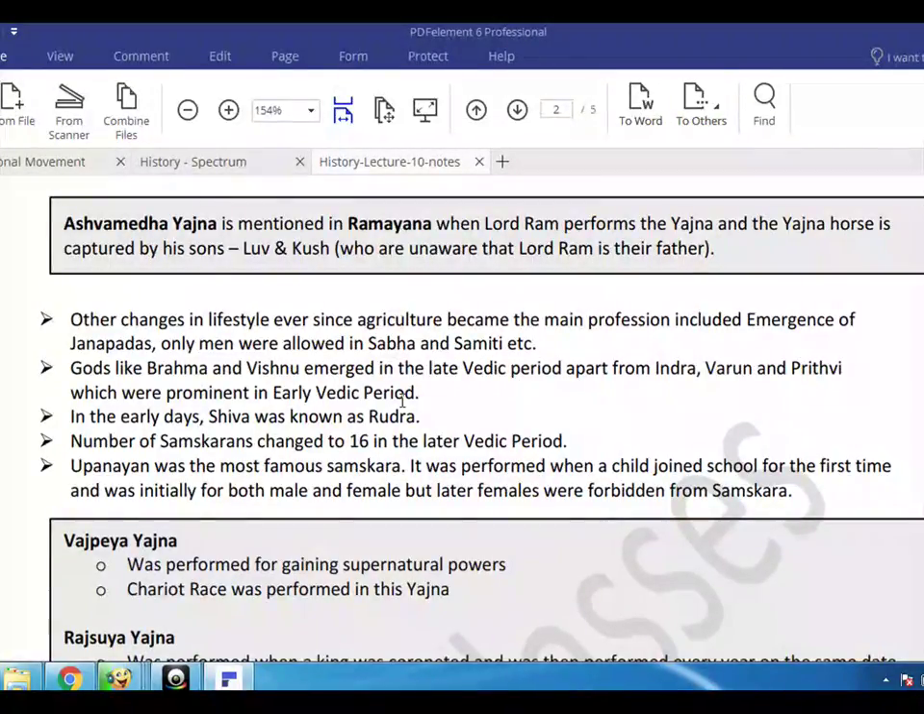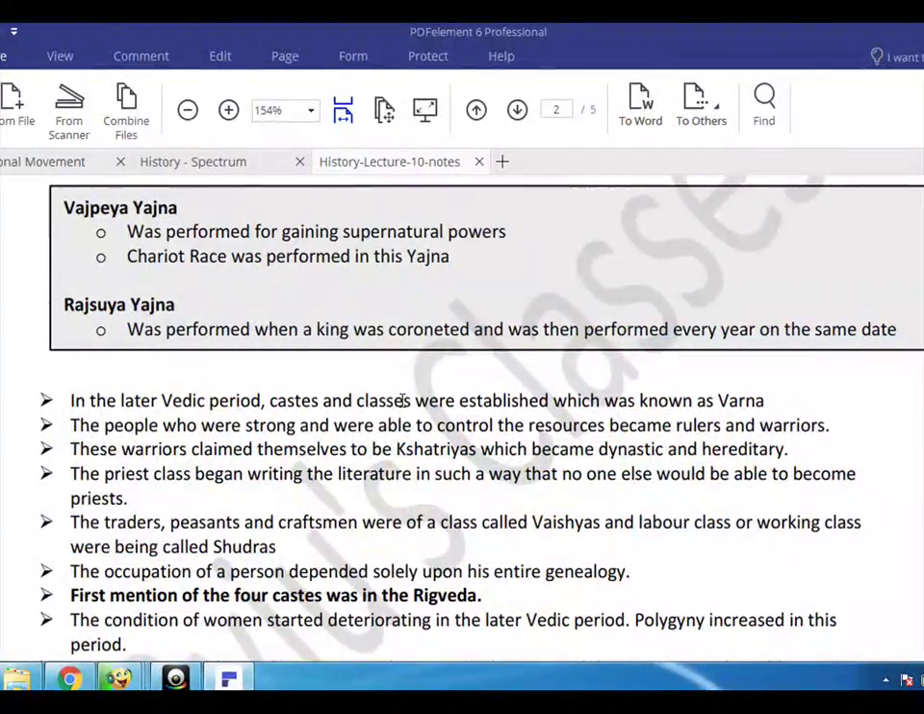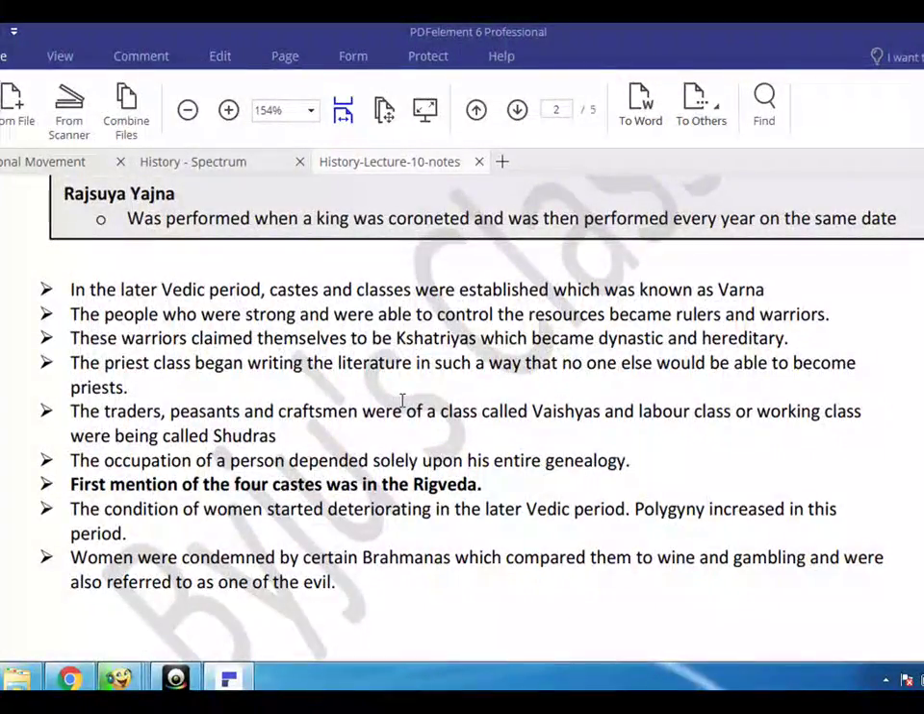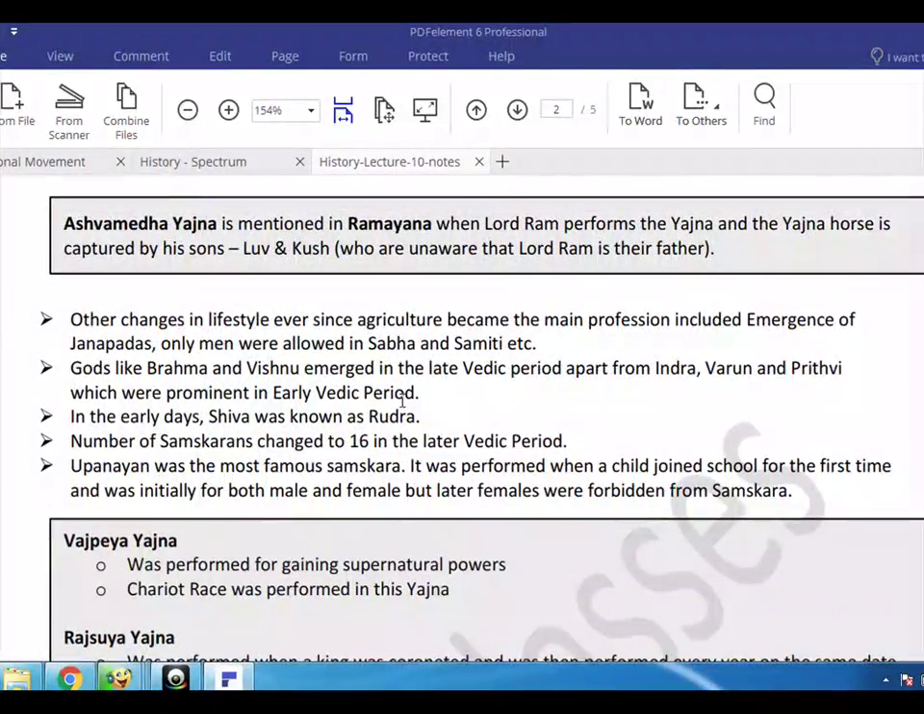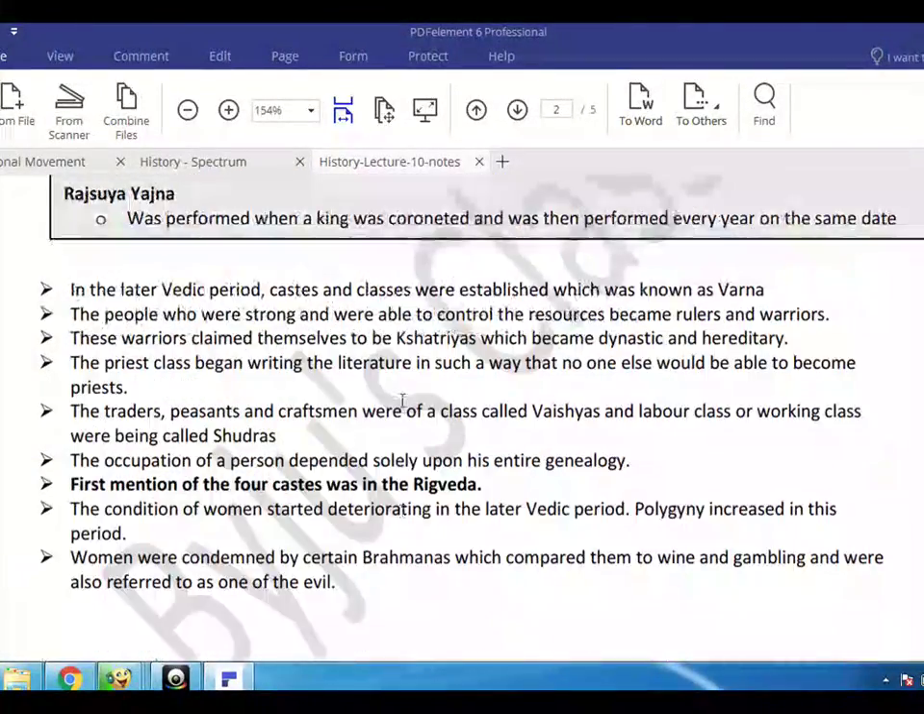In the later Vedic period, castes and classes were established, which was known as Varna. The people who were strong and were able to control the resources became rulers and warriors. These warriors claimed themselves to be Kshatriyas, which became dynastic and hereditary. The priest class began writing the literature in such a way that no one else would be able to become priests. The traders, peasants and craftsmen were of a class called Vaishyas and the labor class or working class were called Shudras. The occupation of a person depended solely upon his genealogy.